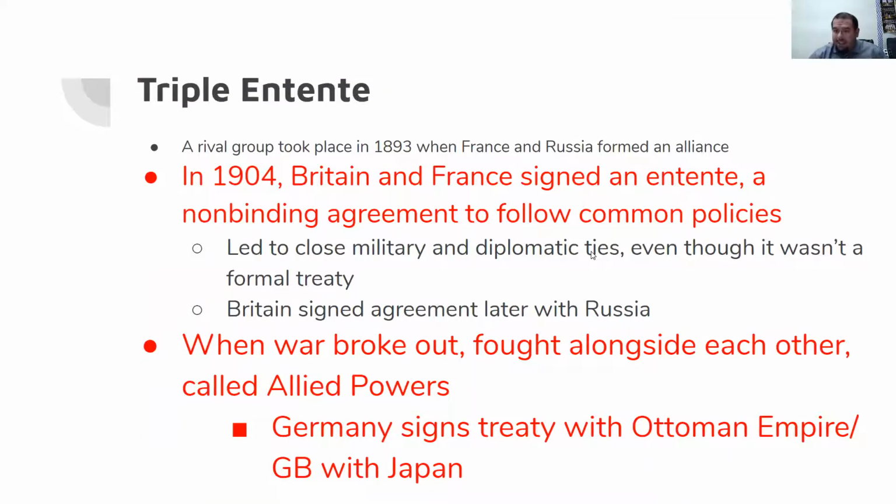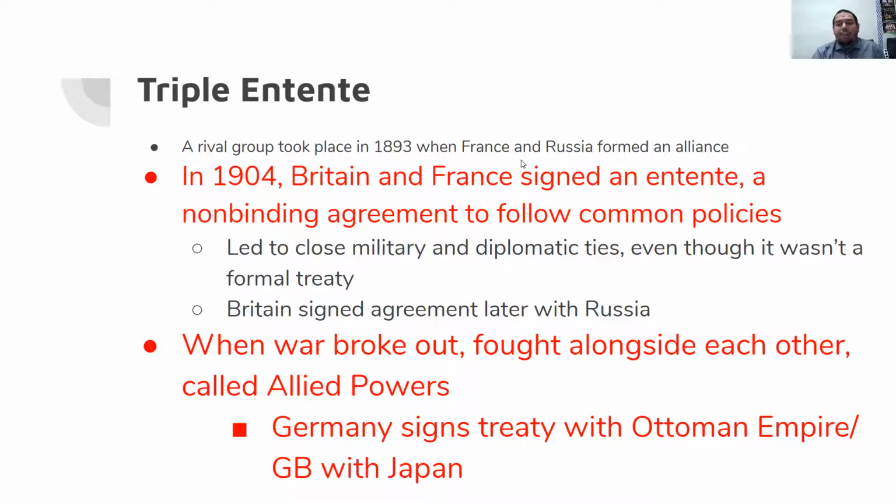Then you have the other alliance, which I didn't want to spoil, the Triple Entente. Not the Triple Entity, the Triple Entente. The rival group took place in 1893 when France and Russia formed an alliance. In 1904, Britain and France signed an entente, which is where the name comes from, which was a non-binding agreement to follow common policies. This led to close military and diplomatic ties, even though it wasn't a real formal treaty. And then Britain will sign an agreement later with Russia. So the Triple Entente: Britain, France, Russia.